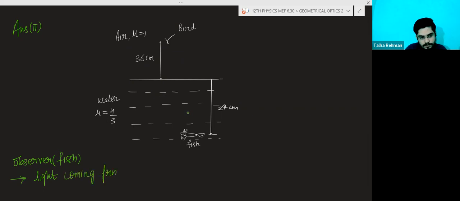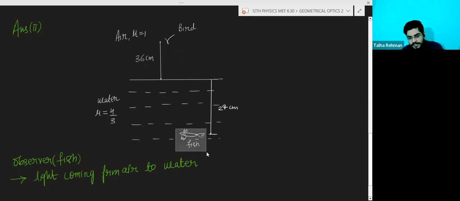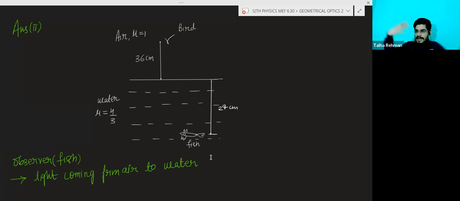Coming from air to water. Why are you considering light coming from air to water? Because this time our observer is observing something. I am just watching this bulb. I am the observer now. So light is coming from the bulb now.